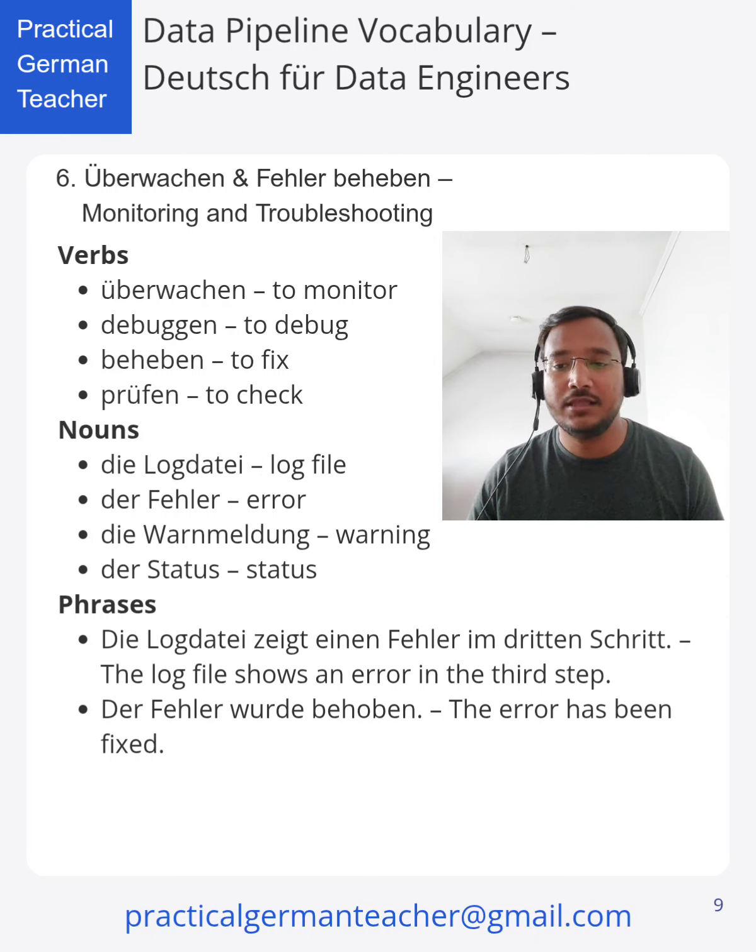Okay. Then the other verb which you may need here is prüfen, to check. Some nouns which you may need are die Logdatei, log file, der Fehler, error, die Warnmeldung, warning. You can also just say Warnung. Yeah, that's also warning. Der Status, status. Two examples are, die Logdatei zeigt einen Fehler im dritten Schritt. The log file shows an error in the third step. Der Fehler wurde behoben, the error has been fixed. You can also say, das Problem wurde behoben, the problem has been fixed.